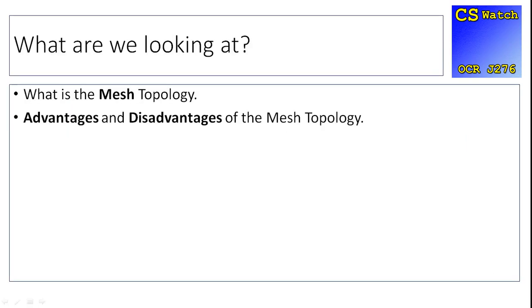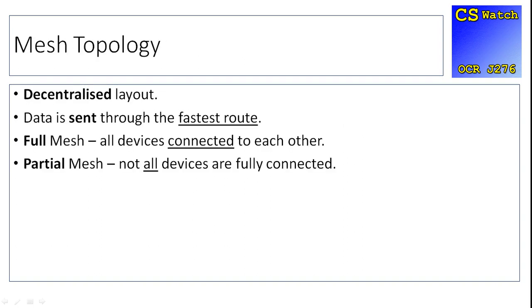We are going to be continuing to look at topologies. Today we're looking at the mesh topology and we're going to be looking at some advantages and disadvantages of the mesh topology. So mesh topology compared to the star topology has got a decentralized layout. You can have as many computers or devices connected to a mesh network as you want, and data is sent through the fastest route it can find.